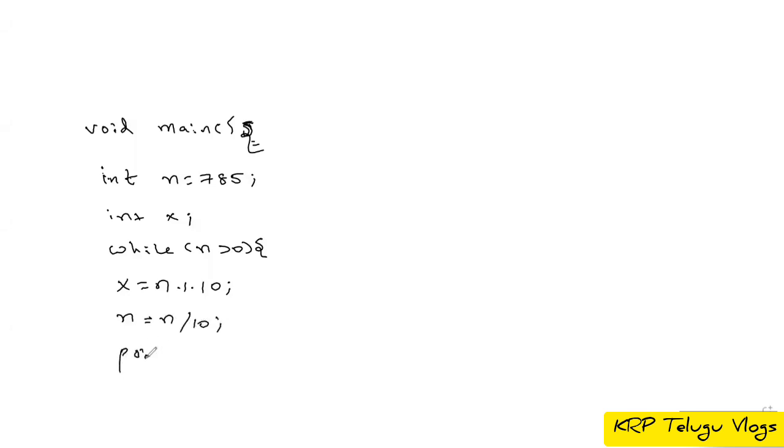int n is equal to 785. int x. While n is greater than 0, x is equal to n modulus of 10. n is equal to n divided by 10. printf percentage d new line comma x. So now what will it print? It will print 5 first, next 8, then 7 last.